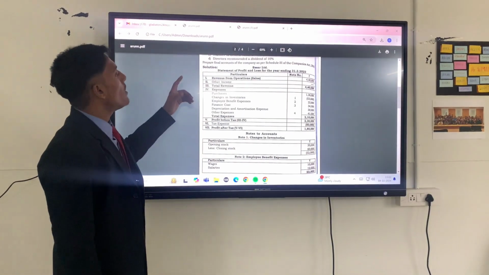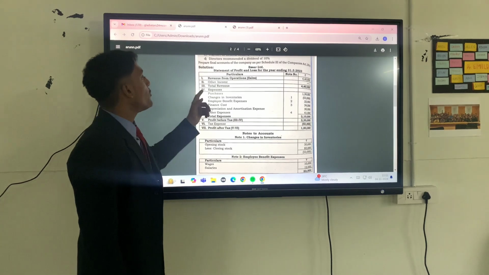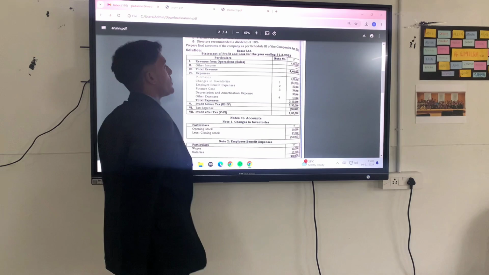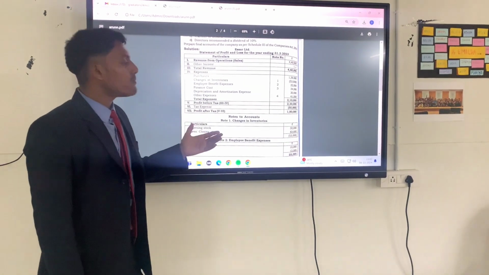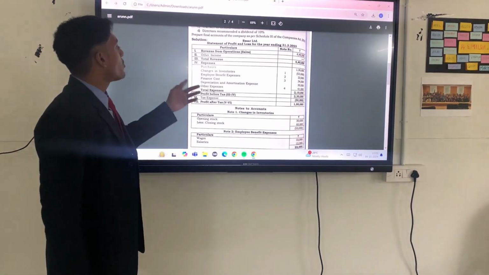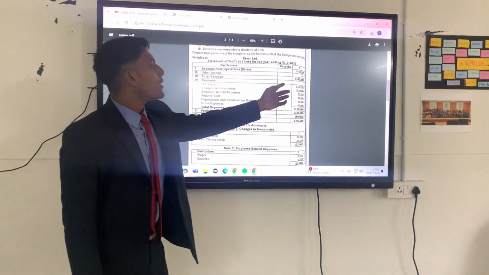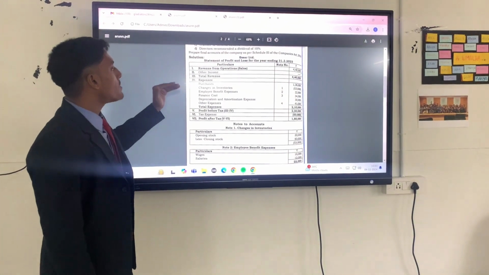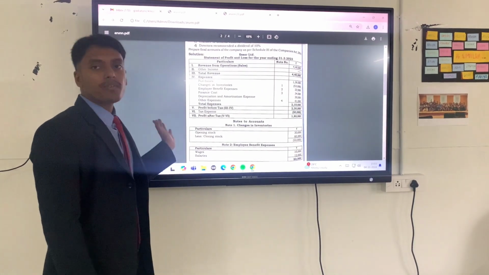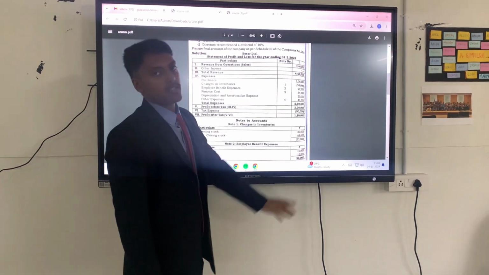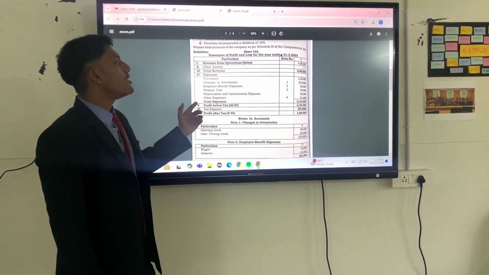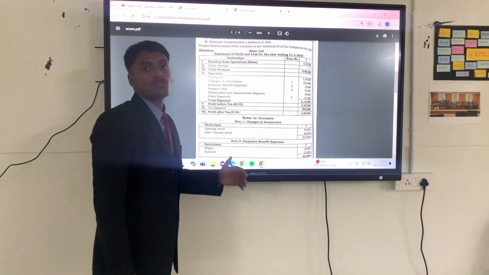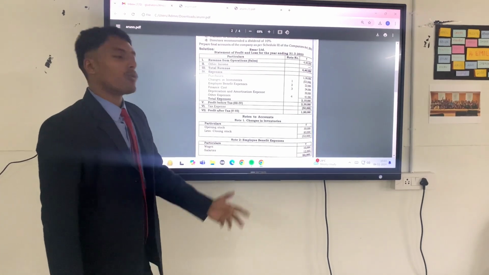The first particular is revenue from operations, that is sales, which is given in the question as 4,40,000. Then other income. There is no other income, so it is nil. Then total revenue, adding both, is 4,40,000. Next there are expenses, and the first expense is purchases, given in the question as 1,36,000. The next one is changes in inventories. Here we can see there is a note number, so there is an additional working note. So we can go through the working note.